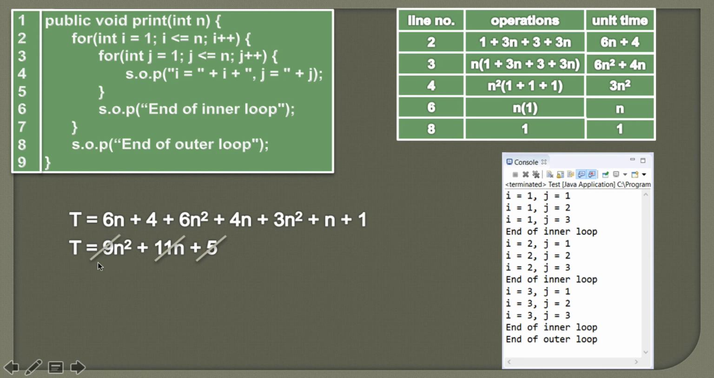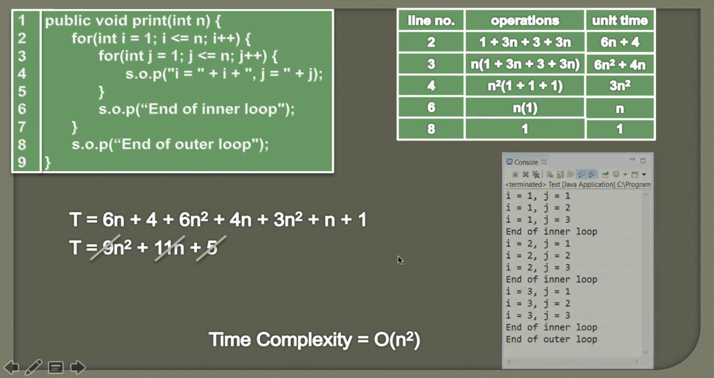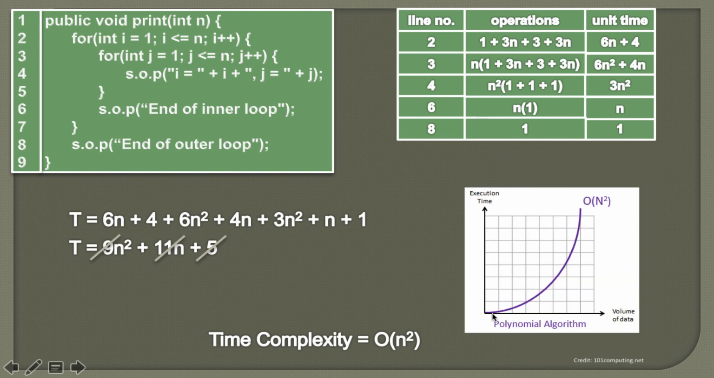and we also ignore the constant multipliers, so we remove 9 also. So if you want to represent the time complexity of this algorithm, it would be O(n²), because the rate of increase of time is directly proportional to n². And if we plot the graph with time versus the input size, it will give us a parabolic curve where execution time will increase by n².